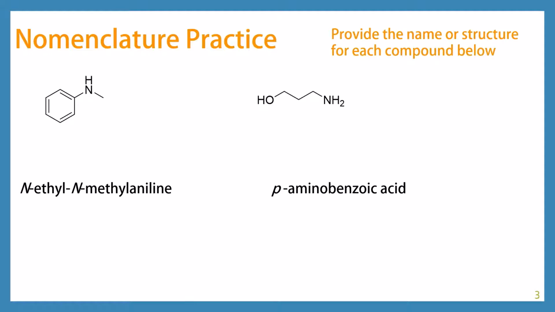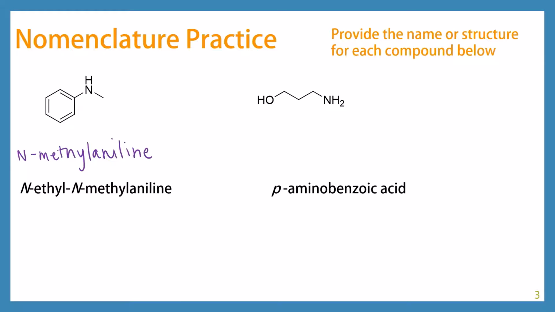So for the first compound, this is aniline. And then we have a methyl substituent coming off of the nitrogen. So this would be N-methylaniline. It's important to put the N there. If you did not put an N on there, the methyl group would have to be coming off of the ring somewhere. So the N is very important to indicate.